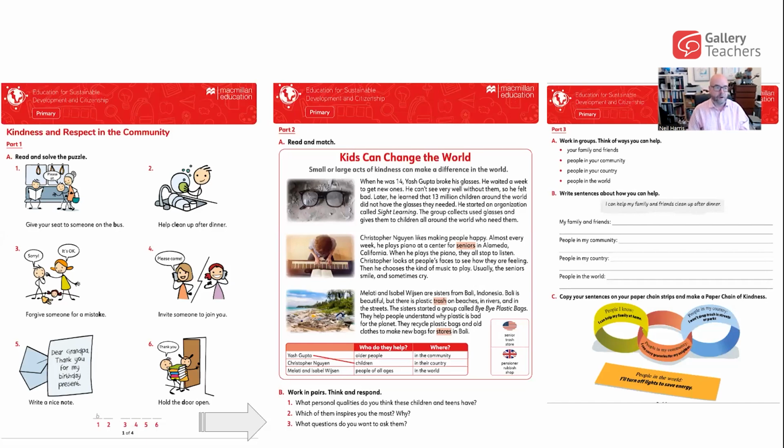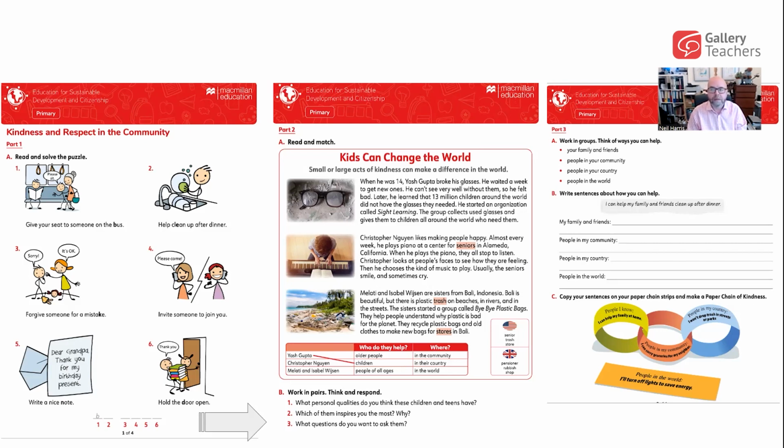So this comes from some quite recently developed materials working with primary level learners, and the topic is the development of kindness and respect in the community. As we might expect, there is a lot of use of imagery, of pictures to help the students so they can negotiate meaning. They can understand what is meant in English here by looking at the images. This is reinforced by a reading with a read and match activity. And then we get here, part 2, activity B, work in pairs, think and respond.